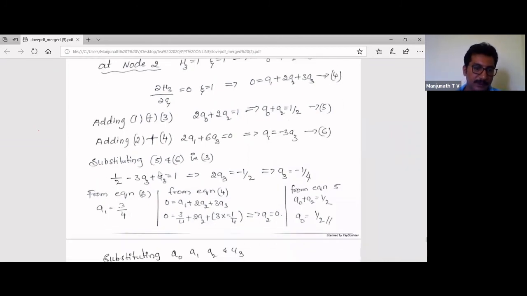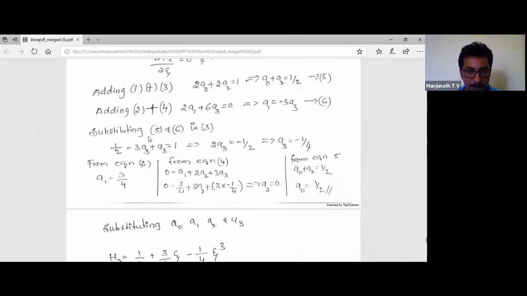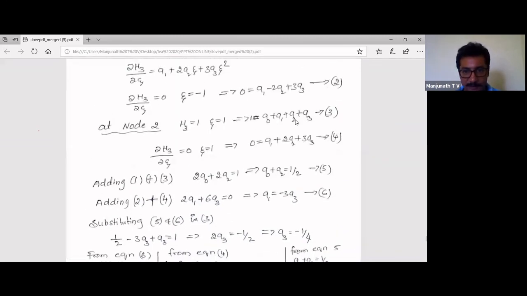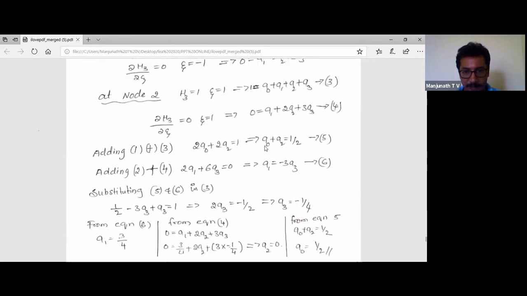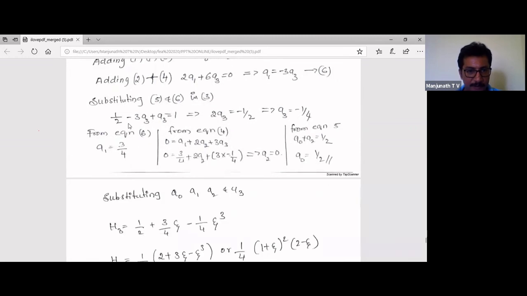Again substituting equation number 5 and 6 in equation number 3. Equation number 3 is what? This is 1 equal to a naught plus a1 plus a2 plus a3. There, if you substitute, here we have got a naught plus a2 equal to 1 by 2, and a1 equal to minus 3a3. This value if we substitute in equation number 3, we are going to get the equation like this: 1 by 2 minus 3a3 plus a3 equal to 1. Then from this equation you can find the a3 value, that is minus 3a3 plus a3, which is minus 2a3.